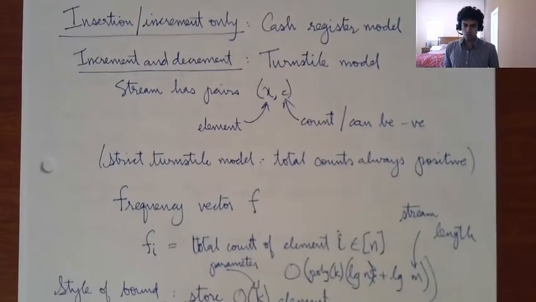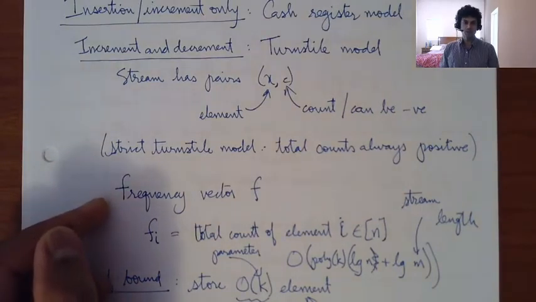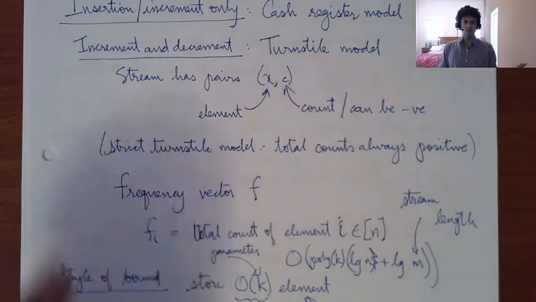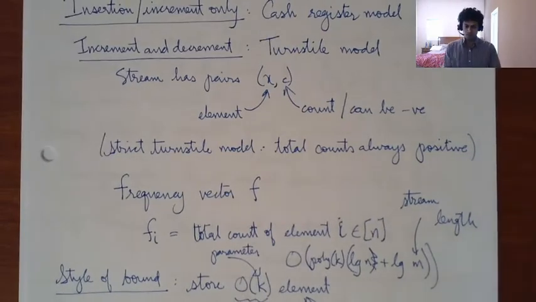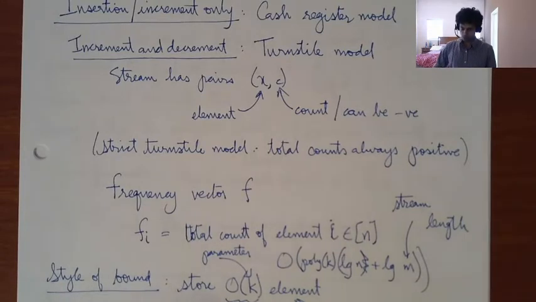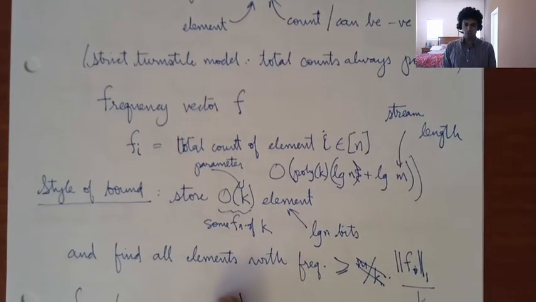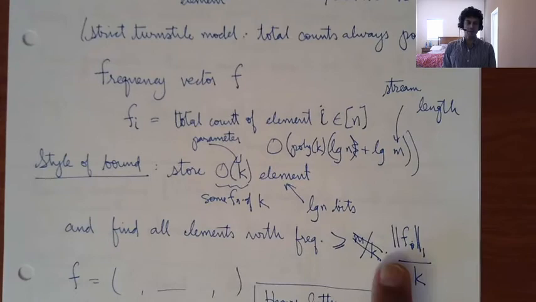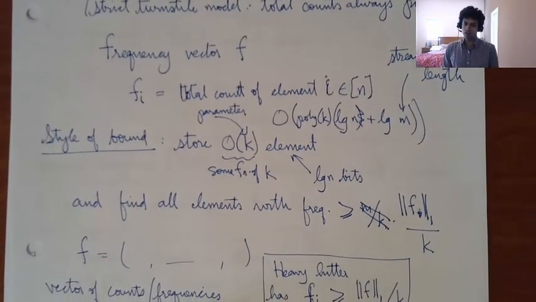So here's one way to state the problem. You have a frequency vector f, which is the final vector of counts. So f of i is the total count of the element i. Typically what we're interested in is finding the k heaviest hitters. So we want to find all elements whose frequency is more than the one norm of f, the total sum of counts, divided by k. This is called the heavy hitters problem. So find everything which has a sufficiently high count.